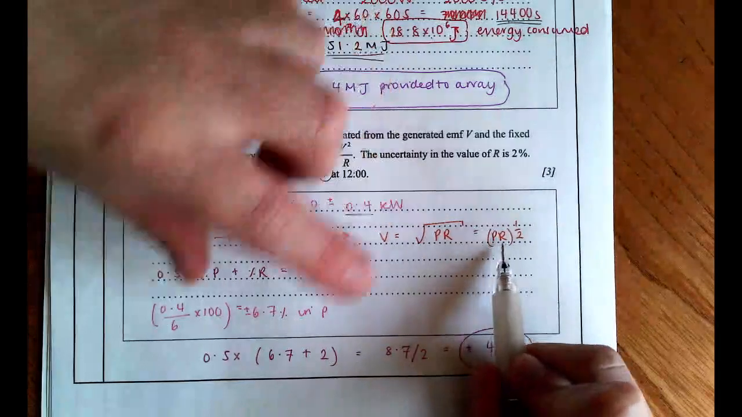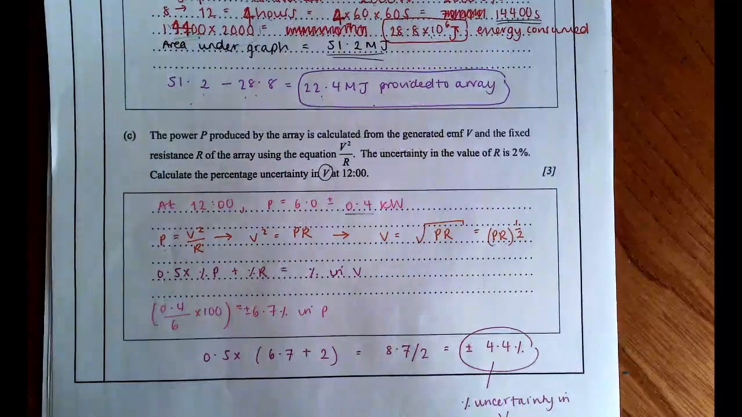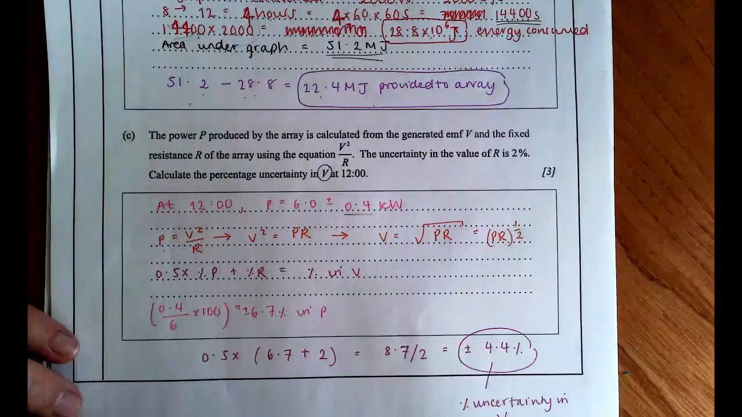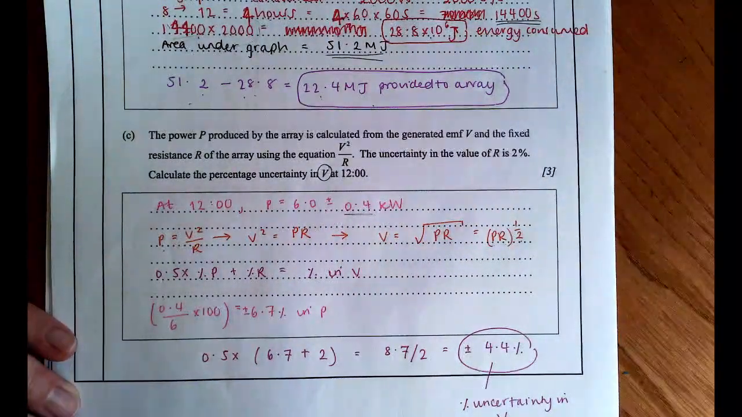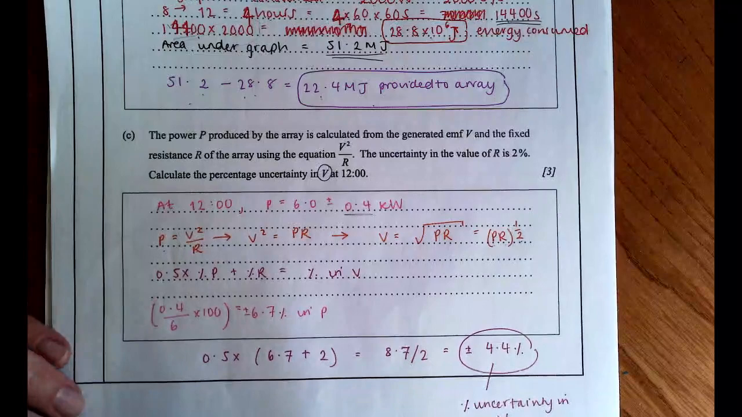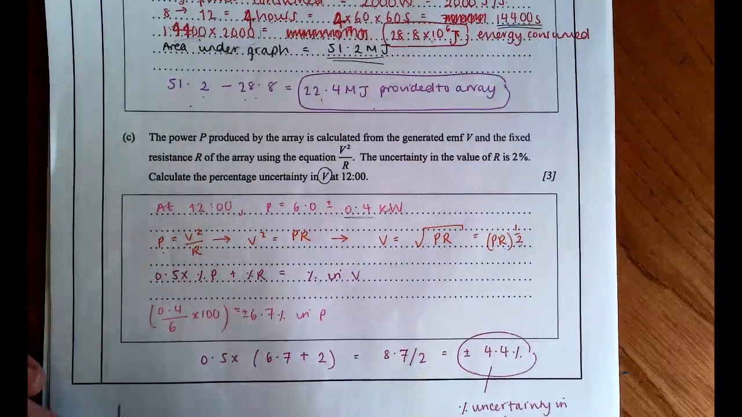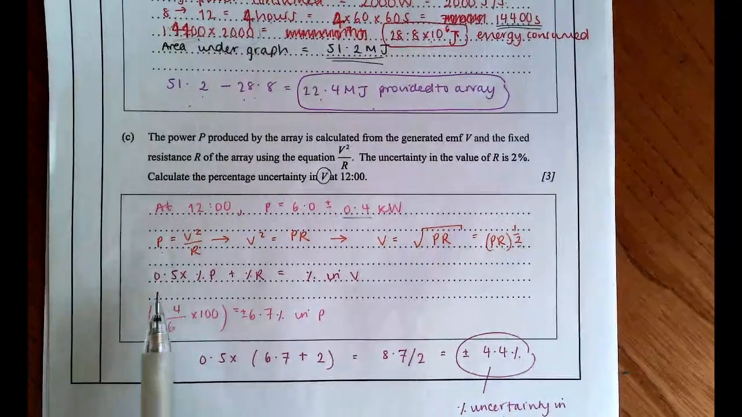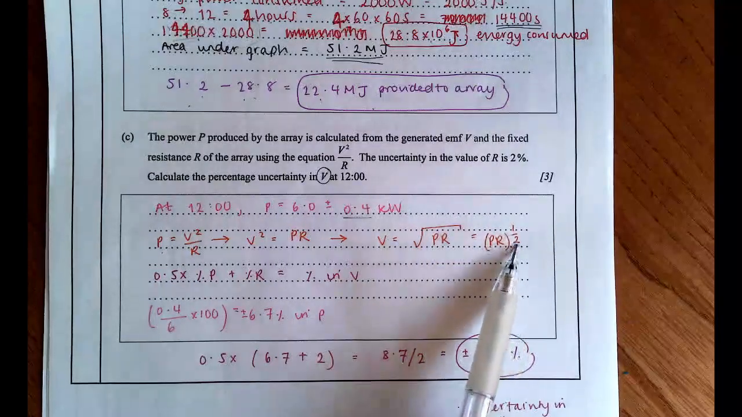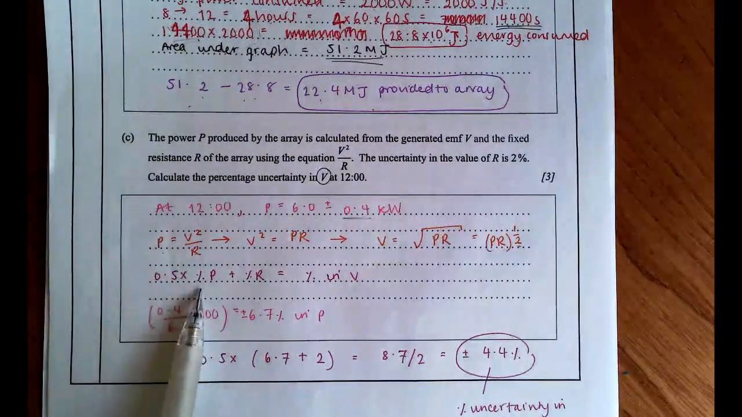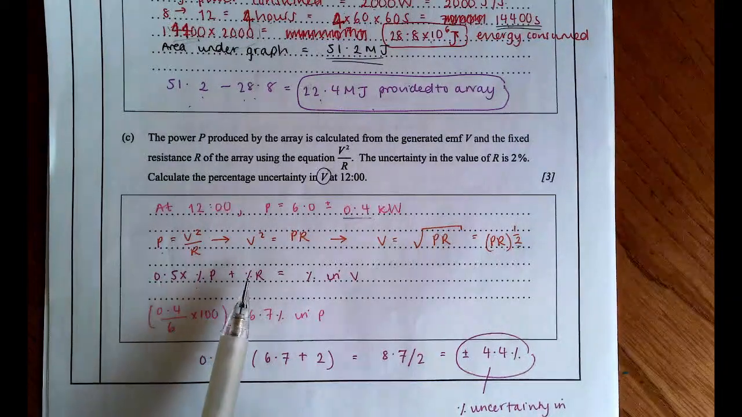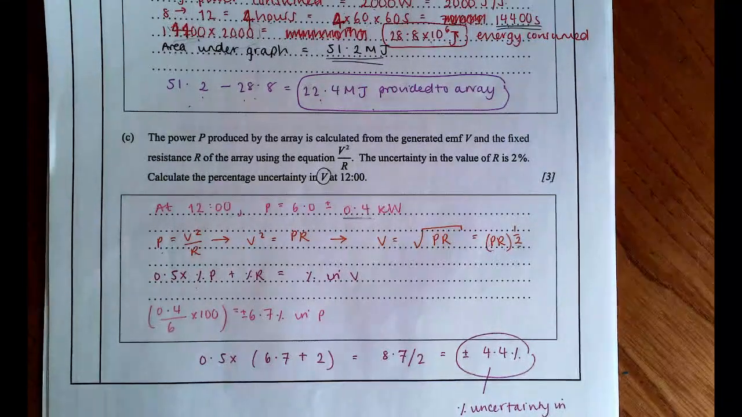I'm multiplying these two things together, so I must add their percentage uncertainties. And then I'm raising that to the power of a half, so I have to multiply by a half to get my overall uncertainty. So I've got a half, multiplied by the percentage uncertainty in P, and percentage uncertainty in R.